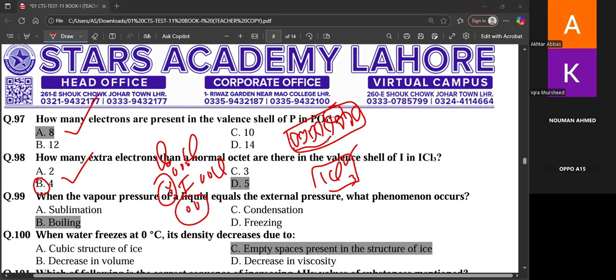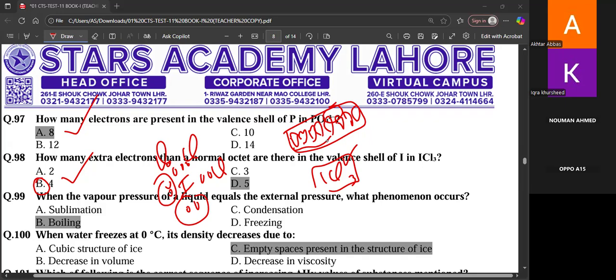And question number 99: when the vapor pressure of the liquid equals the external pressure, what phenomenon occurs? That is boiling. You know what the boiling point is: when the vapor pressure of the liquid becomes equal to the external atmospheric pressure, it is called the boiling point. So your best option is beta.